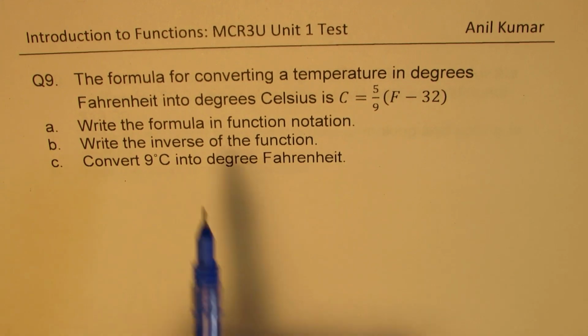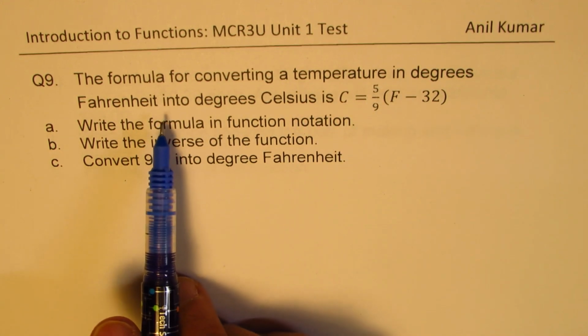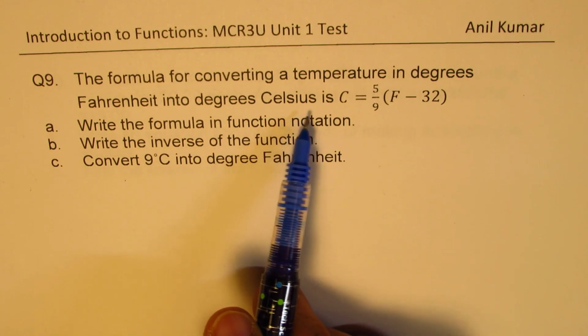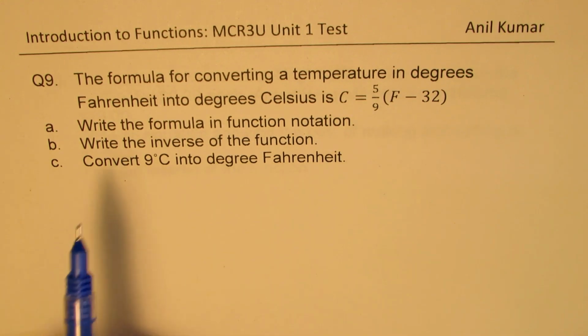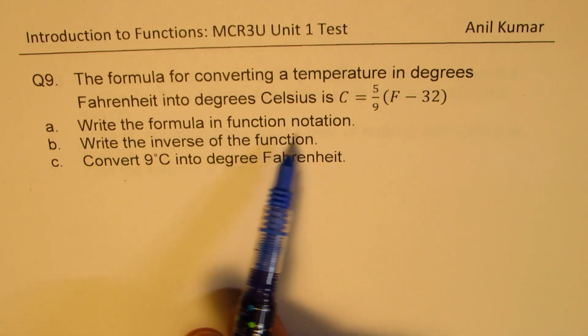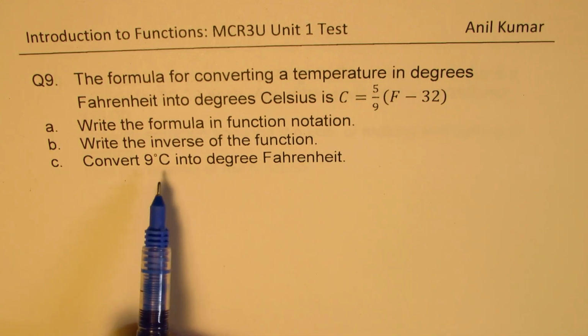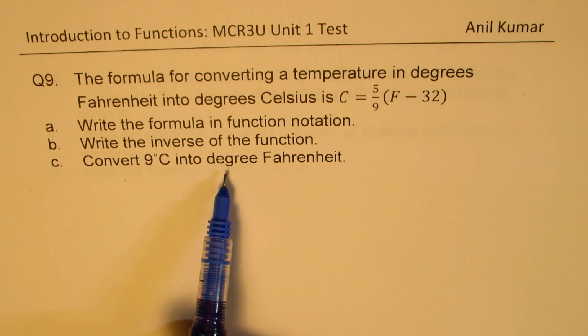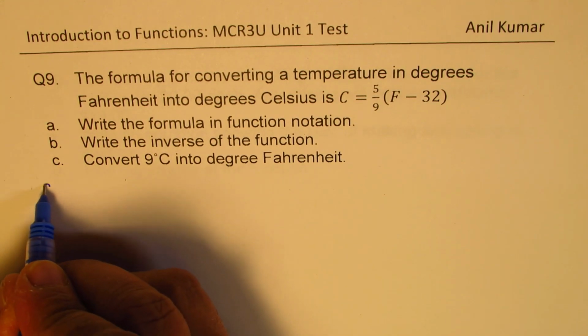Question number 9. The formula for converting a temperature in degrees Fahrenheit into degrees Celsius is C equals 5 over 9 (F minus 32). Write the formula in function notation, write the inverse of the function, and convert 9 degrees Celsius into degrees Fahrenheit. So we are given this formula. Let's do part A first.